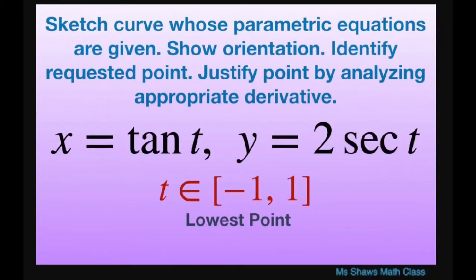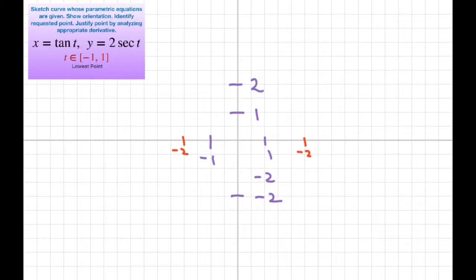One, we're going to sketch a curve whose parametric equations are given and show the orientation. We're going to identify the requested point and justify by analyzing the appropriate derivative. Our t is in between -1 and 1, and the requested point is the lowest point. So let's look at this.